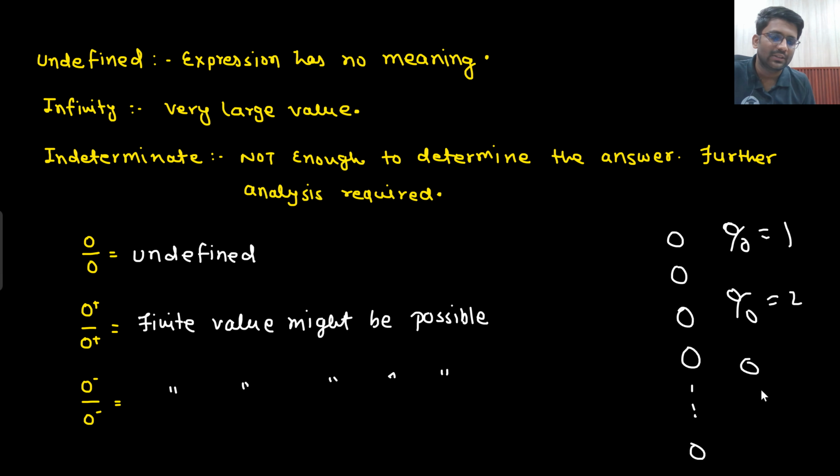Someone will say 0 by 0 is 2. Someone will say 0 by 0 is 100. 0 by 0 is 10,000. Right? That means it is undefined. There is no meaning of this expression.